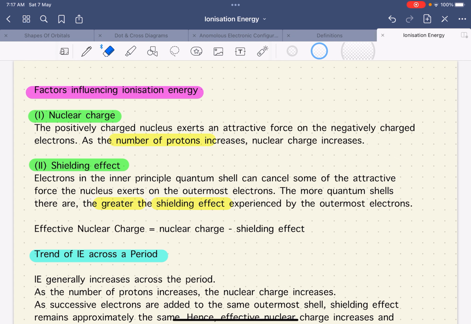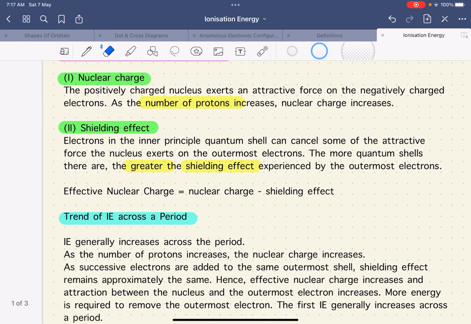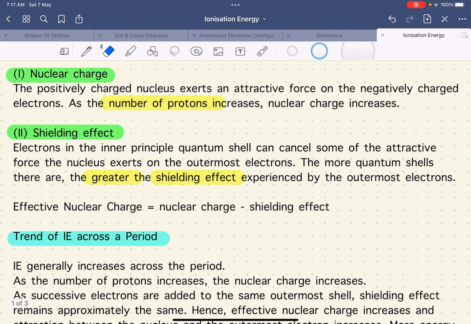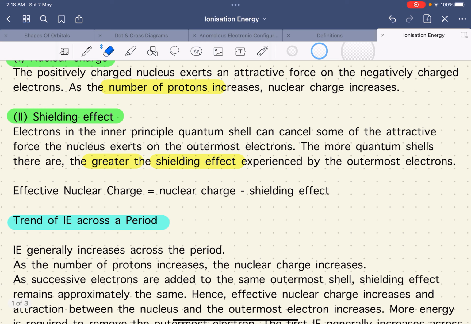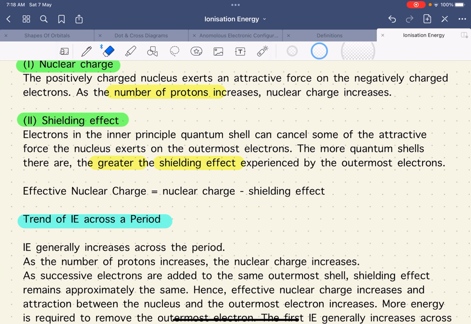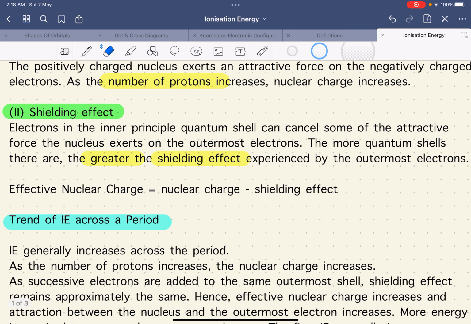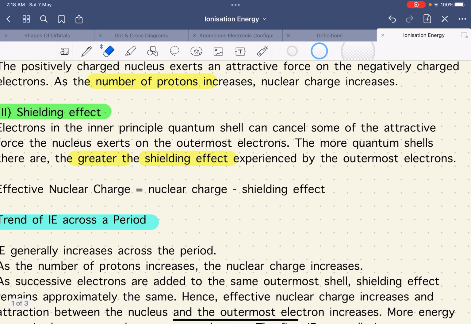Now let's talk about shielding effect. Shielding effect is more complicated, but not very complicated, I would say. Shielding effect says that the electrons in the inner principal quantum shell can cancel some of the attractive forces the nucleus exerts on the outermost electrons. The more quantum shells there are, the greater the shielding effect experienced by the outermost electron.